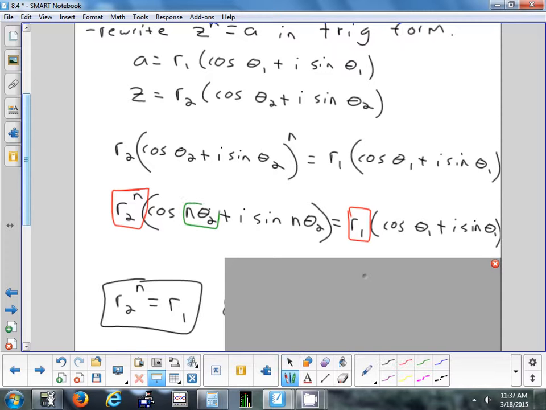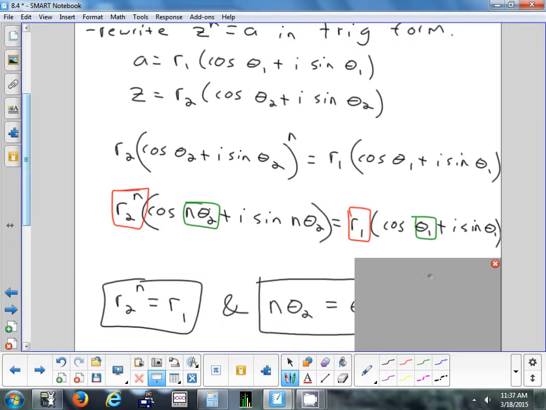And the angle on the left has to match the angle on the right. So n theta 2 has to match theta 1. If these things don't happen, what's on the left and what's on the right wouldn't be equal. Now, we used this idea earlier. N theta 2 could match theta 1, or what could you add to theta 1 that wouldn't change it? I think we did it with subtracting in one of the problems because the angle was too big and we made it smaller.